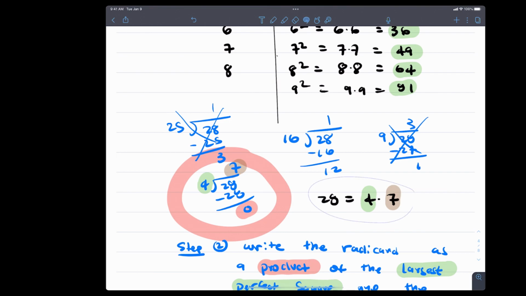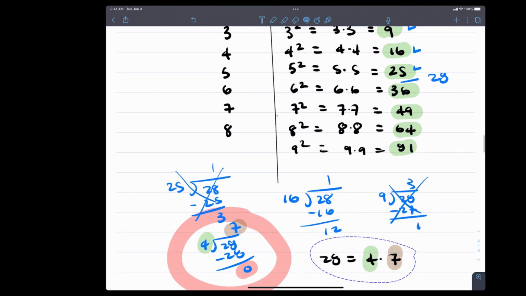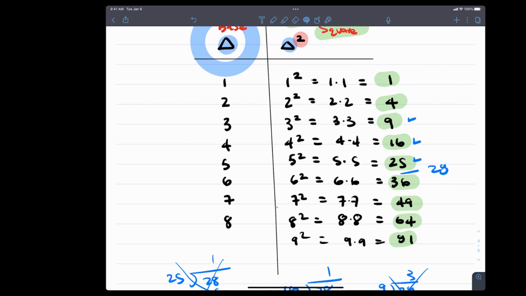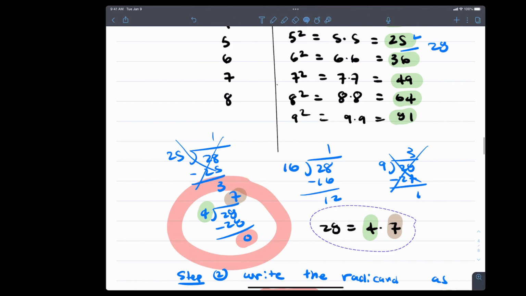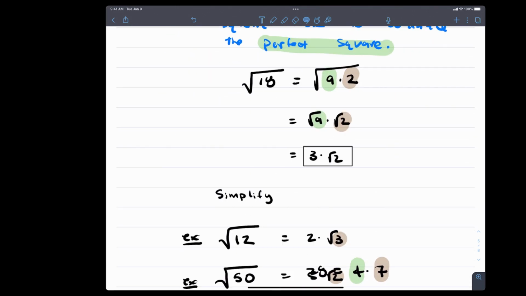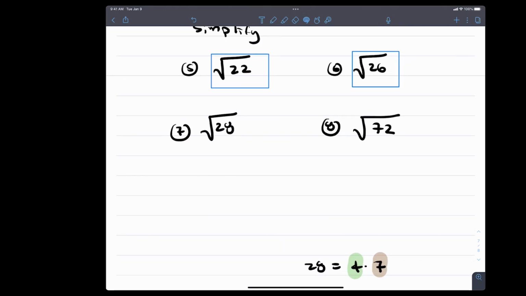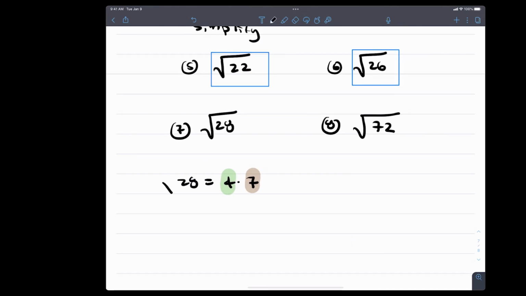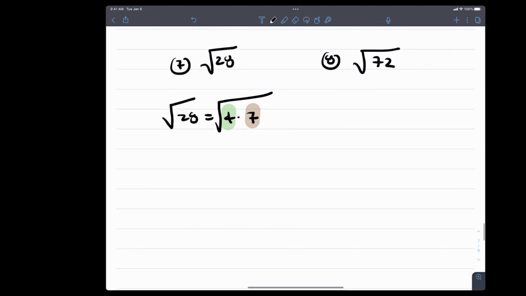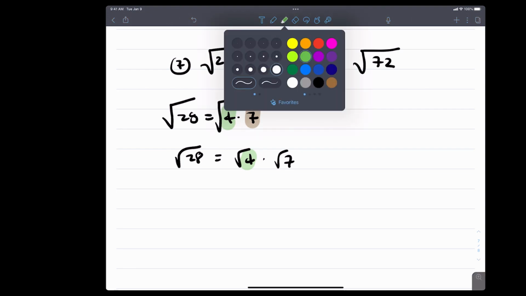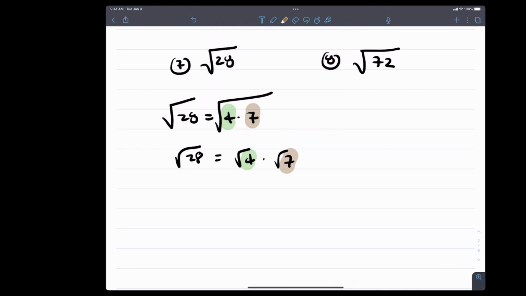So notice what I did. I went through the process backwards like this, right? That guarantees to give me the largest perfect square. Now, square root, product rule. Square root of 4, square root of 7. What's the square root of 4? Okay, so that's going to be 2 times the square root of 7. Ladies and gentlemen, there you guys go. Pretty good? That's the process you want to go over and over again.